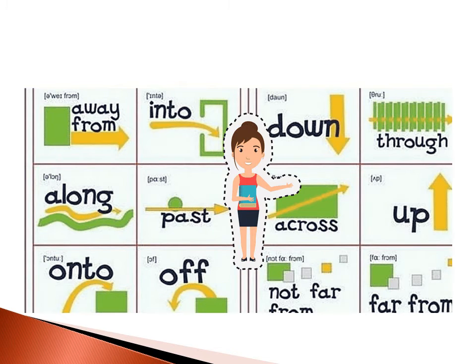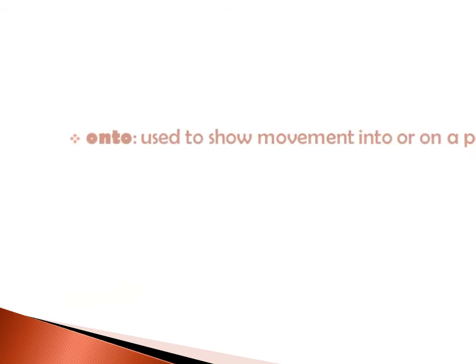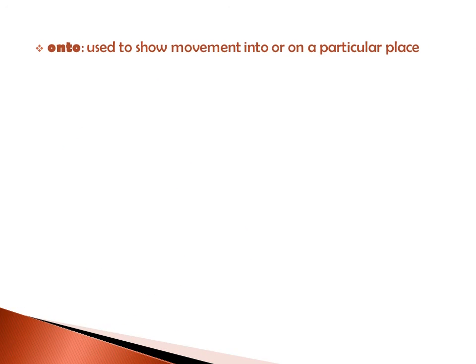Here are a few examples that show the direction: away from, into, down, through, along, past, across, up, on, to, off, not far from, far from. Basically, these examples of prepositions tell us about the movement. Now a few examples we can look at.